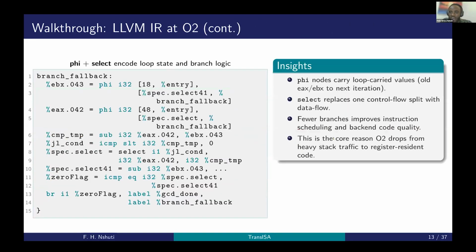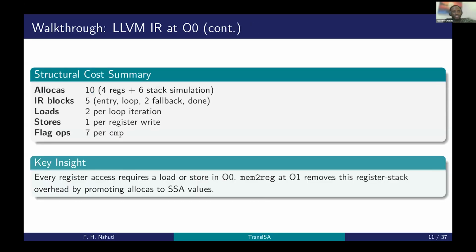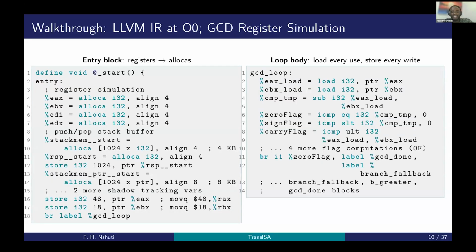Then we have fewer branches, which means that we will have improved instruction scheduling and the backend code quality will be good. That's why we have seen that optimization 2 drops the heavy stack traffic to register-resident code, because we have seen that every alloca is a stack variable that has almost 10 redundant assignments.